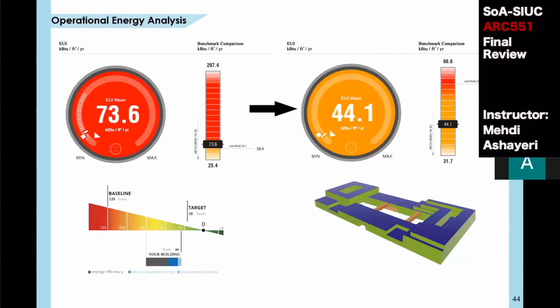Kristel had talked about the operational energy analysis, which we had conducted, and I am guessing it's because of the scale of the building, but I ran this multiple times after and before creating my building, and I was able to get it down to about 44.1.